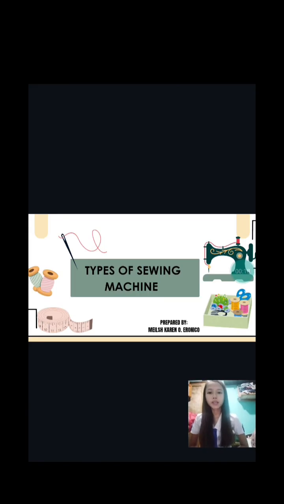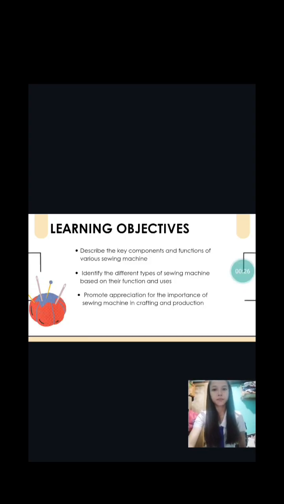For today, my discussion is all about types of sewing machine. Before that, allow me first to read my learning objectives. At the end of the lesson, the student must be able to describe the key components and functions of various sewing machines, identify the different types of sewing machines based on their function and uses, and lastly, promote appreciation for the importance of a sewing machine in crafting and production.